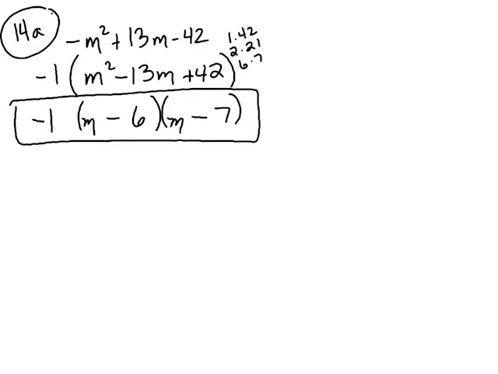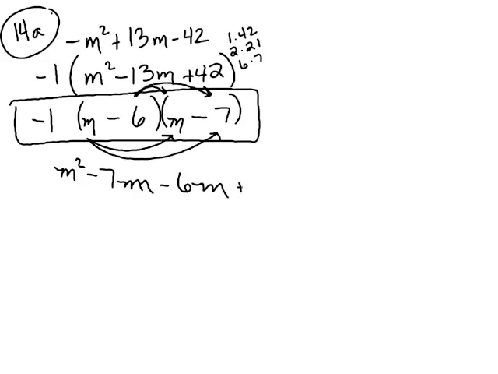Right? So if I distribute this, I FOIL, so there's m times m, m squared, minus 7m, minus 6m, plus 42. Then I combine like terms. So m squared, 7m and 6m gives me the negative 13m plus 42. And there's a negative 1 outside it all. Cool. Thank you.